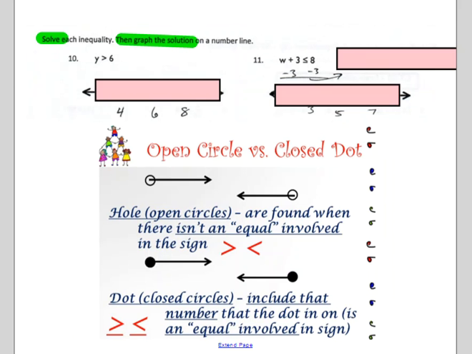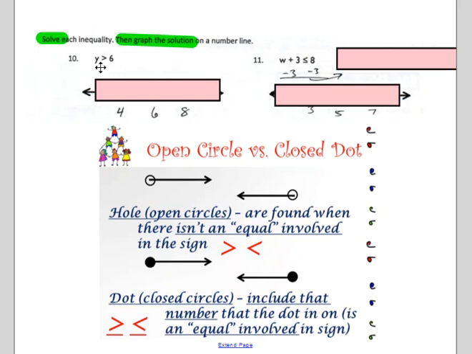Okay. In numbers 10 and 11, now we are solving and graphing inequalities. Just remember down here, the open dot, closed dot. Okay, that's very important when it comes to graphing them. So if you need to pause and kind of study that before I start talking about these, that might be a good idea. But let's look at number 10.